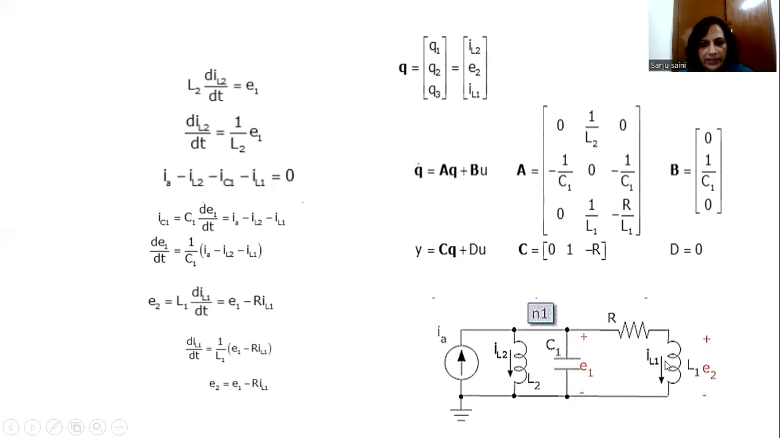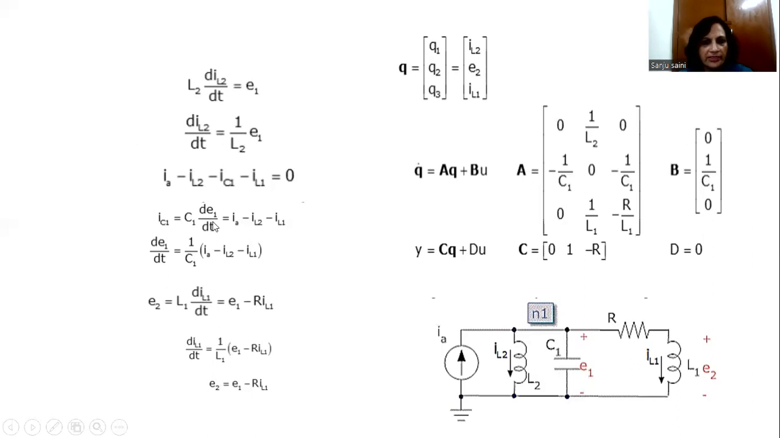IL2, that is the current through this inductor. IL1, that is the current through this inductor. And E1, that is the voltage across the capacitor. That's what we had said, that whenever we are having inductors and capacitors within a circuit, then the current through the inductors and voltage across the capacitors are taken as the state variables that we have chosen. E2, please read E1 over here.